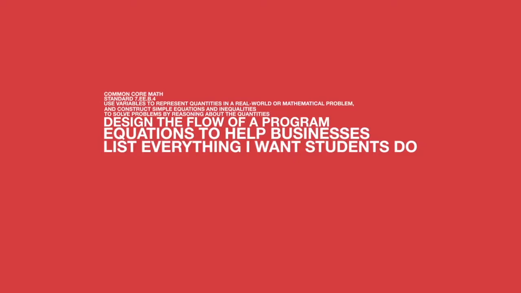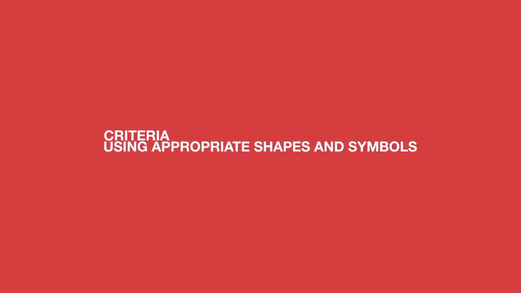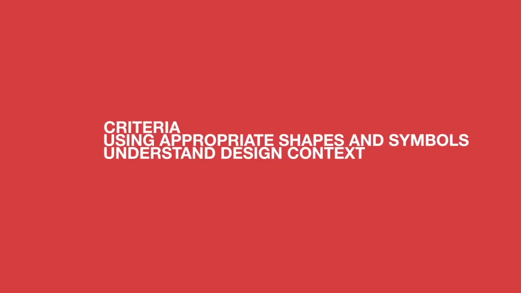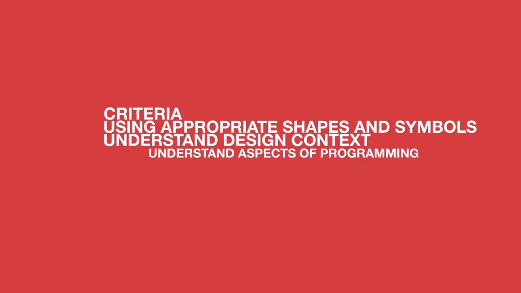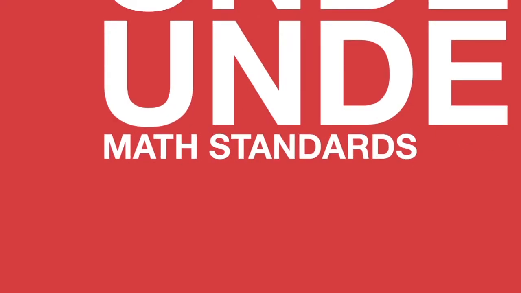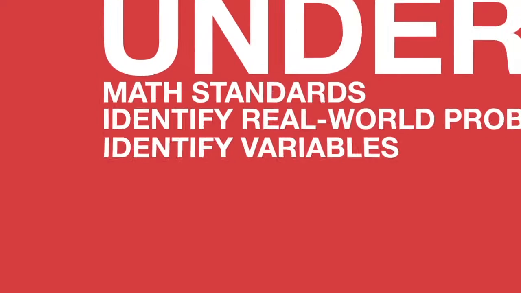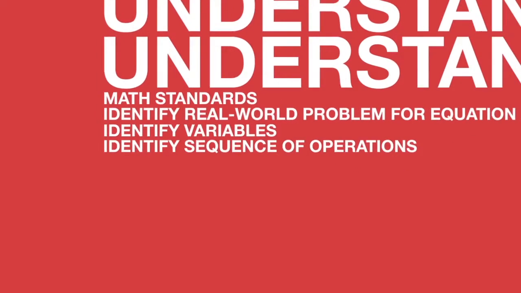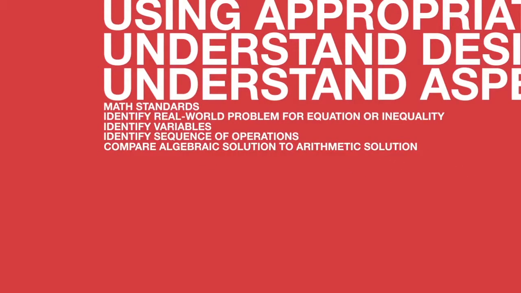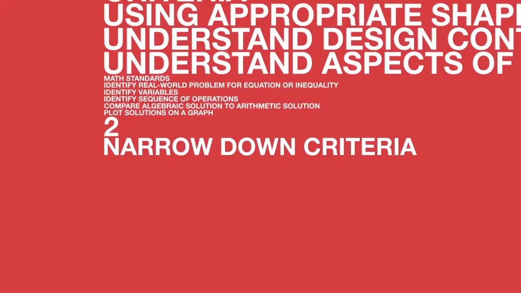For the first step, I should list everything I want the students to be able to do with the project. By doing a little bit of research on charting program paths, I see that the following criteria seem relevant. Using appropriate shapes and symbols to represent key parts of the program, understand the larger program design context, understand aspects of programs like decisions, procedures, and loops. And for the math standards, I will have criteria of identifying a real-world problem to build an equation or inequality, identifying the variables, identify the sequence of operations used to solve, compare an algebraic solution to an arithmetic solution, plot solutions on a graph. So far, that is a lot of criteria for one project with only one academic standard. So let's move to step 2 and narrow down our criteria.